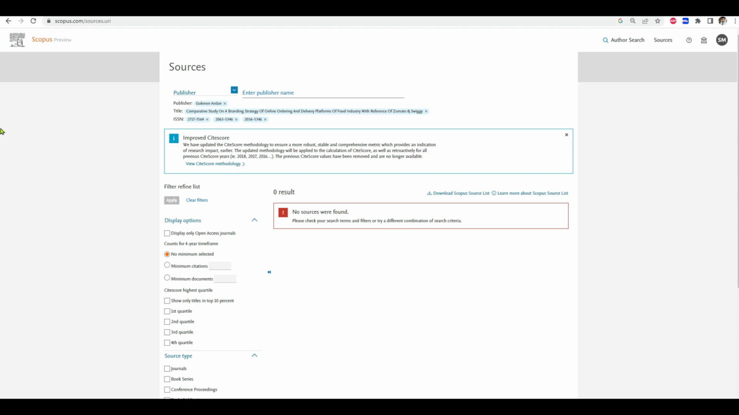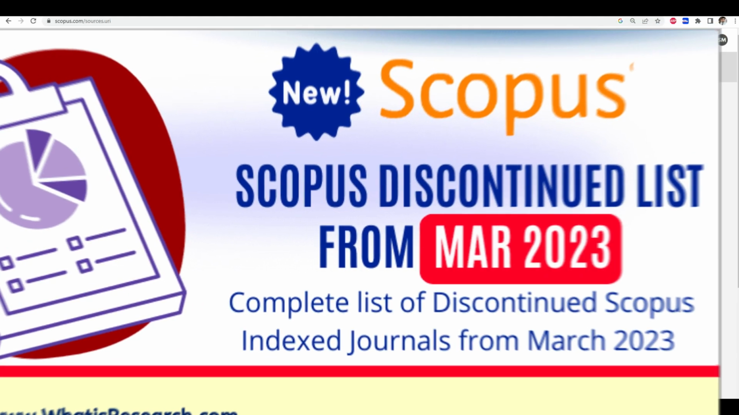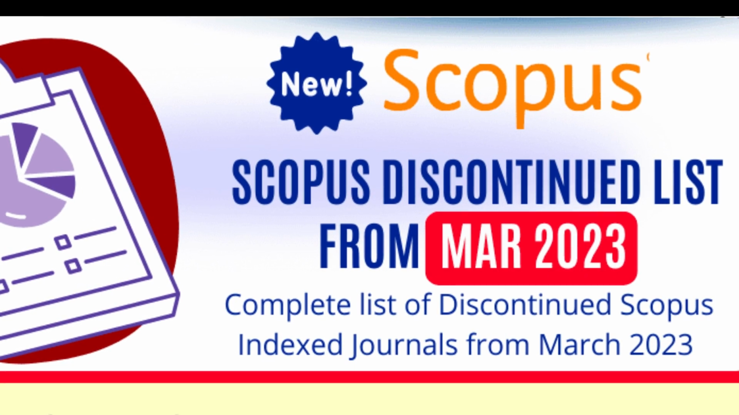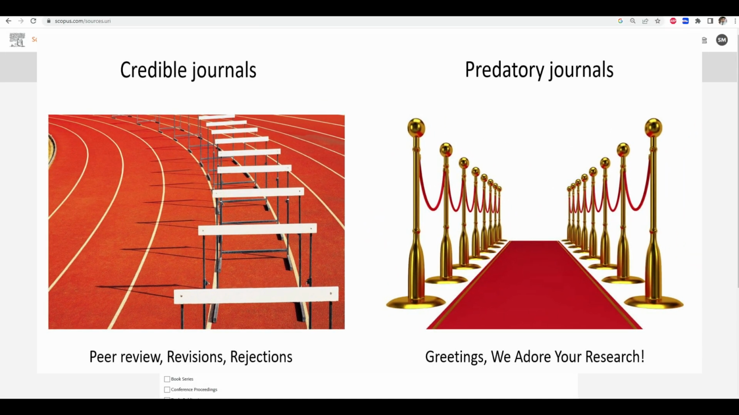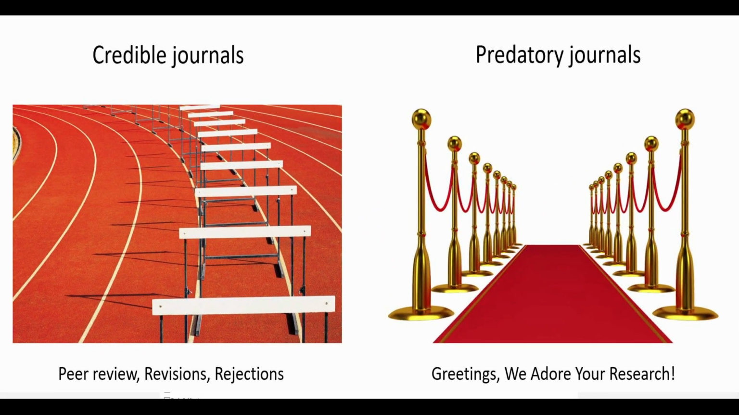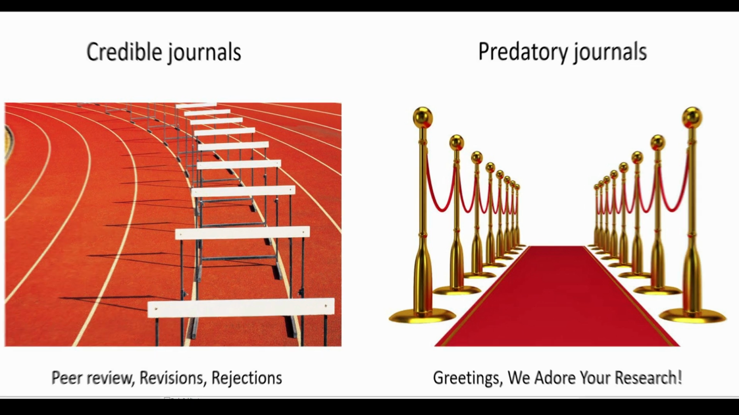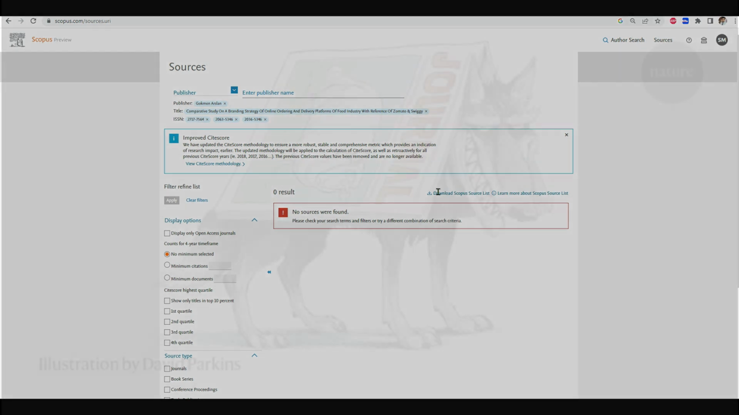Scopus open access journals are freely accessible to readers without any subscription or paywall. They cover a wide range of subjects and can be beneficial for increasing the visibility of research. Scopus discontinued journals were once indexed but have been removed due to various reasons, such as lack of regular publications or quality concerns. Now predatory journals can also be deceptive and pose a serious threat to researchers. So let's discuss how you can protect yourself from falling into the trap.